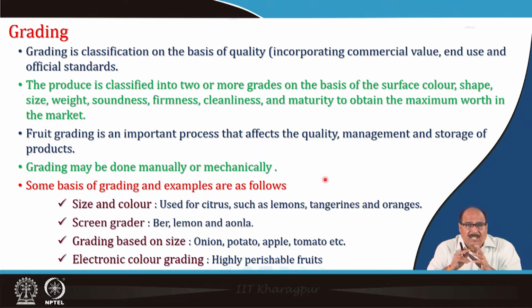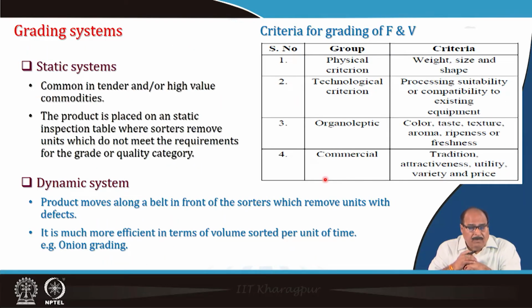Some bases of grading and examples are size and color grading used for citrus fruits such as lemons, tangerine, and oranges. Screen graders are used for pear, lemon, and amla. Grading based on size is used for onions, potato, apple, tomato. Electronic color grading is highly preferable, or highly perishable fruits can be graded using this system.